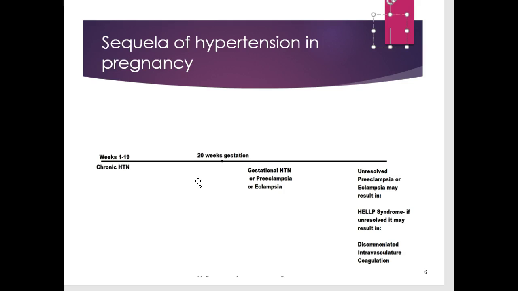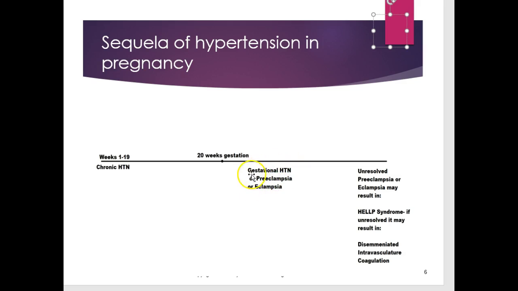But after the 20th week of gestation, so let's say that your blood pressures were completely fine weeks 1 through 19. After week 20, if your blood pressure goes up over 140/90, because we all know that's what hypertension is, it's then called gestational hypertension. If you have gestational hypertension with some severe features that I'm going to talk about, that's called preeclampsia. Those severe features with a seizure is called eclampsia.